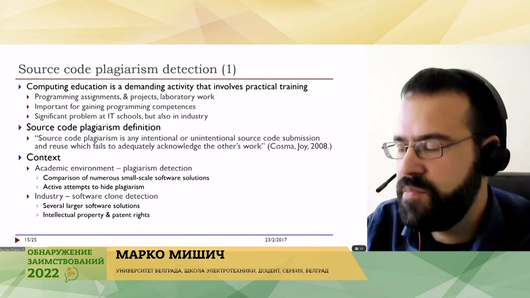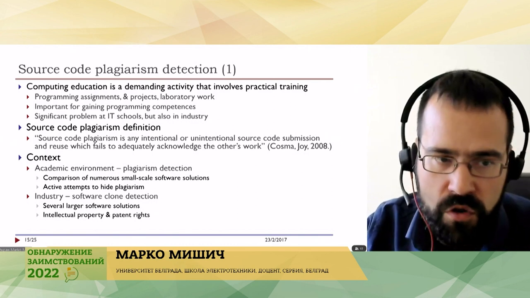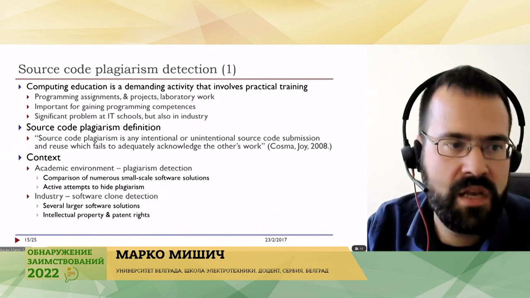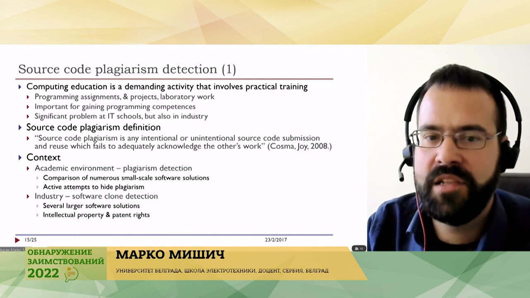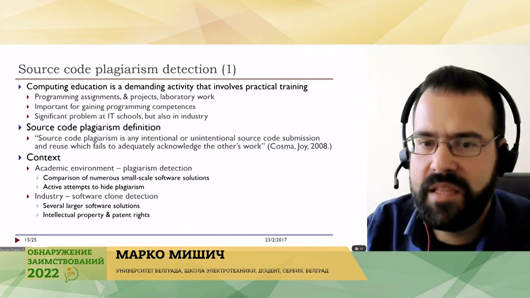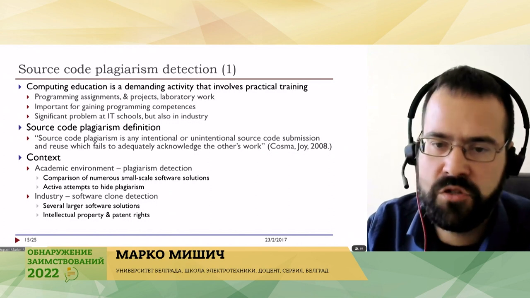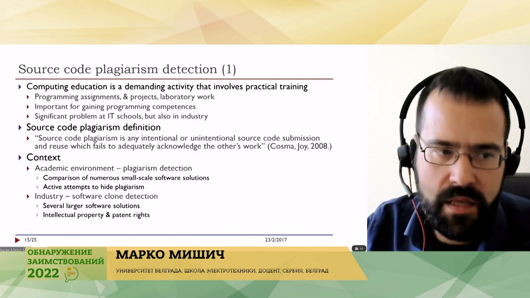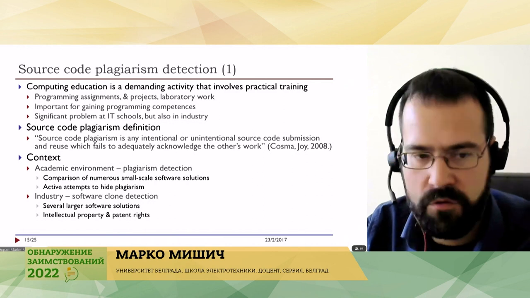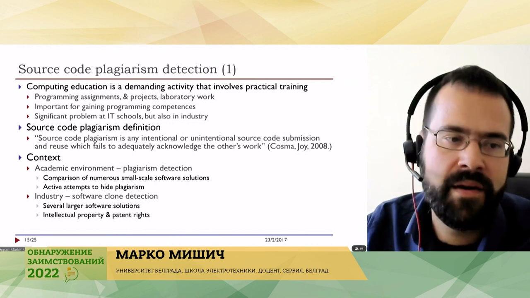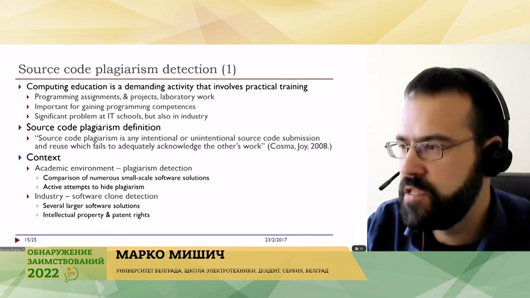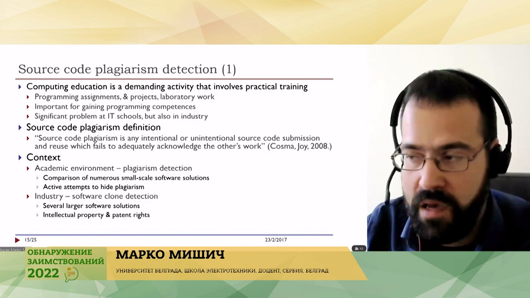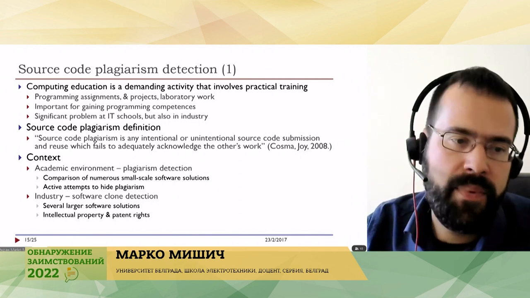To be consistent with the first part of the presentation, we can say that source code plagiarism is any intentional or unintentional source code submission and reuse which fails to adequately acknowledge the other's work. It's my favorite definition, given by Georgina Kozma and Mike Joy in their paper from 2008. Of course, in the context of academic environment, we speak about plagiarism detection because we need to compare numerous small-scale software solutions, up to several hundred or maybe thousand lines of source code, with active attempt to hide plagiarism.